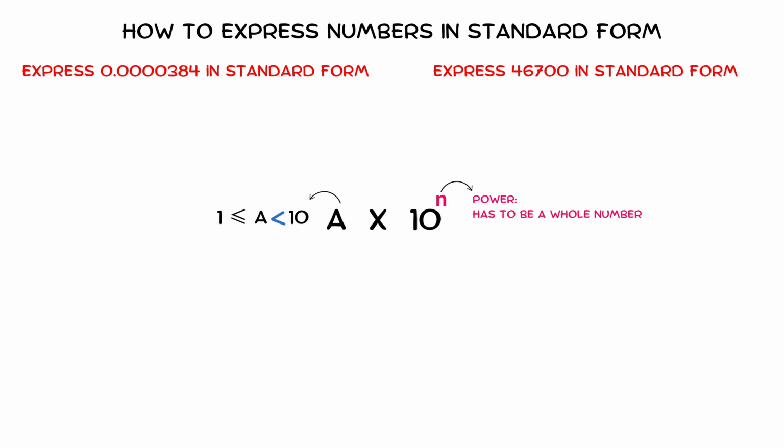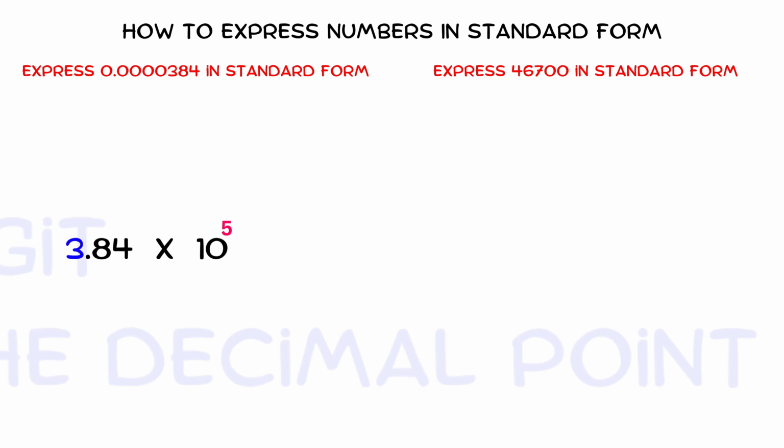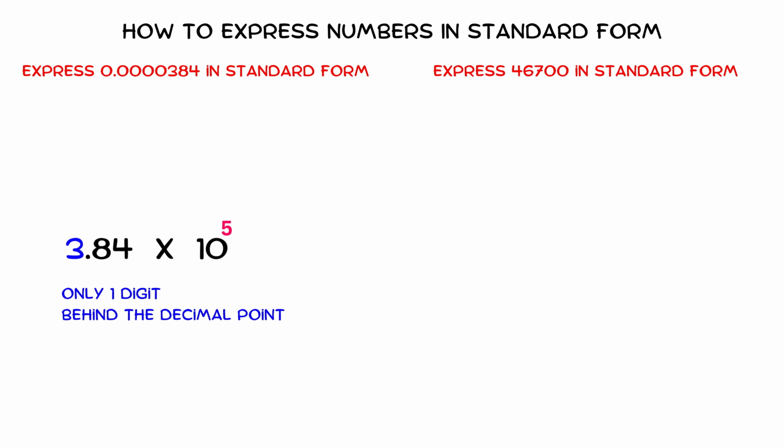In this first example, we need to express 0.0000384 in standard form. So looking at this number, we know that we want to end up with 3.84 times 10 to the power of something because, remember, the front number has to be between 1 and 10, or, in other words, we always need only one digit before the decimal point. To find out what the power will be, we need to take our original number and count how many places the decimal point needs to move, which is 1, 2, 3, 4, 5 places, and this tells us that our power is going to be 5.